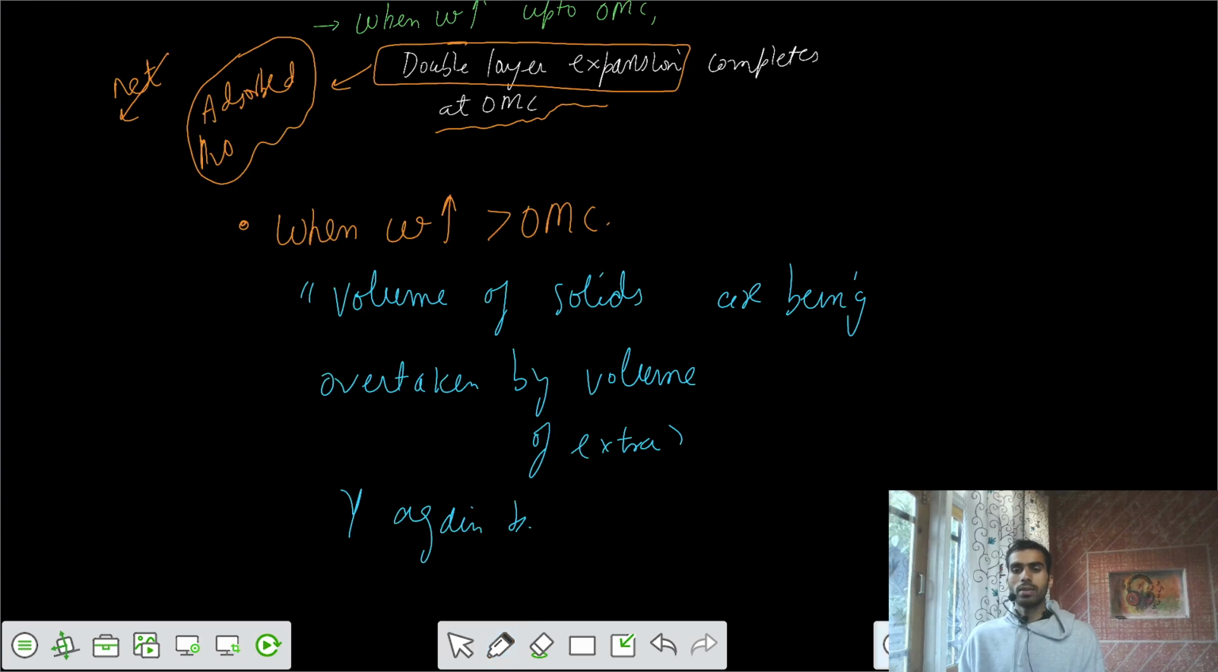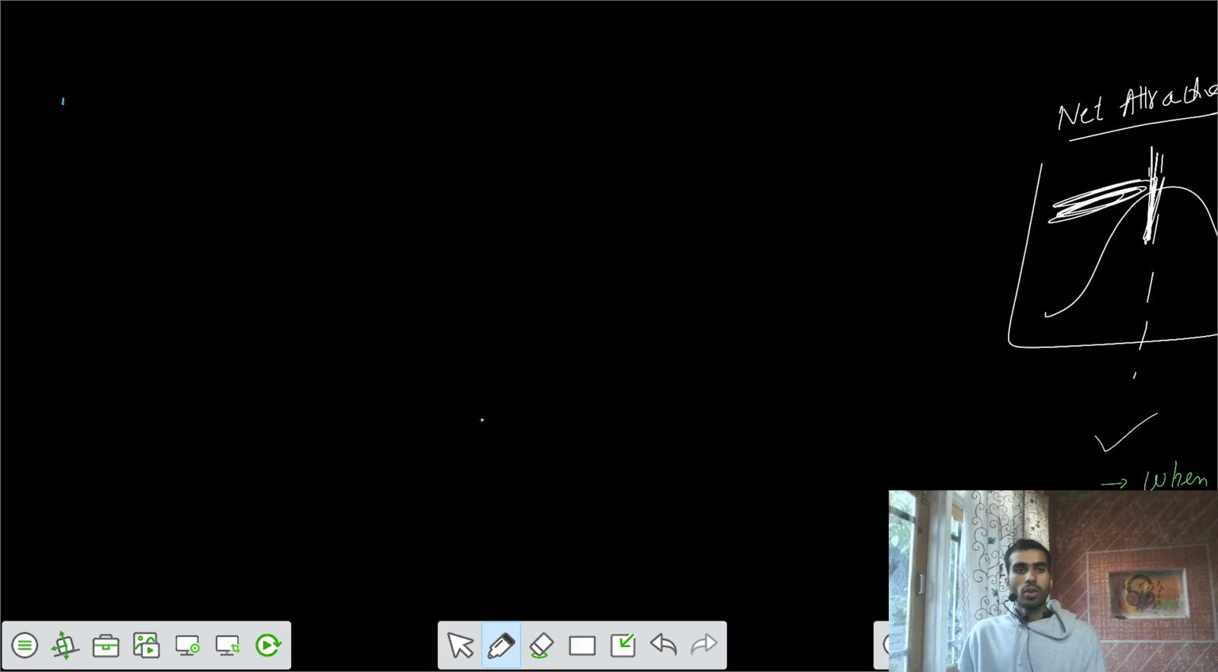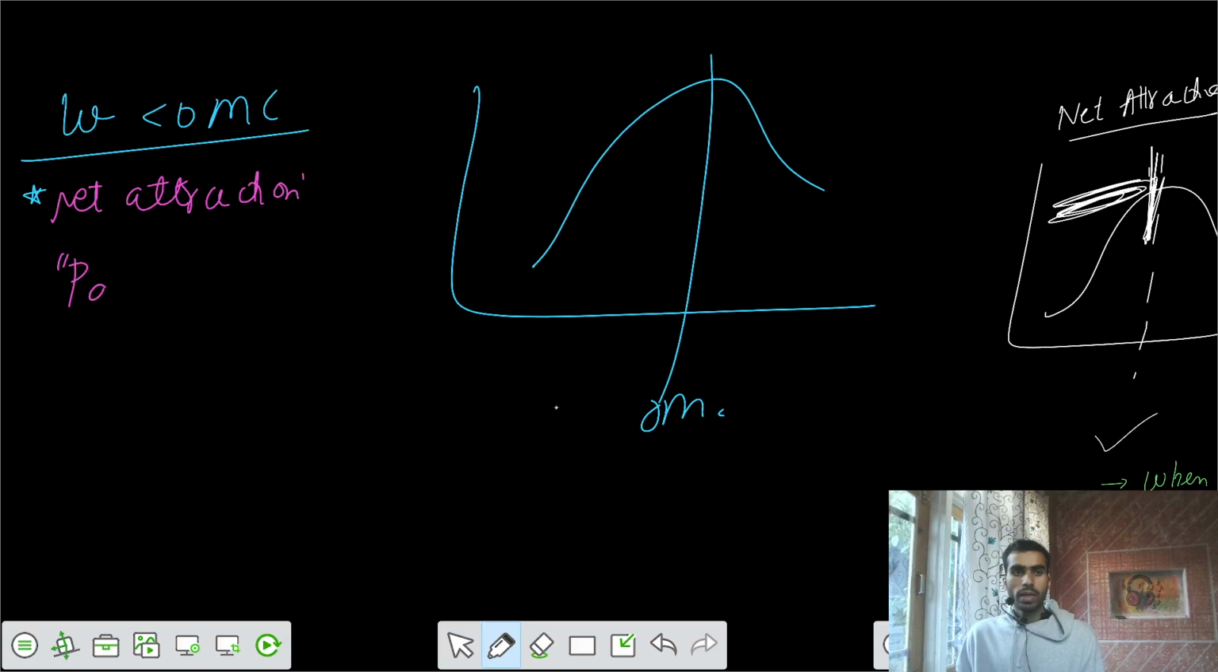So the thing here is, firstly, let's finalize it. Let's say that this is our optimum. Your water content is less than OMC. What's there? In that case, your net force is attractive. Net attraction is there. If the net attraction is there, particles are not close.